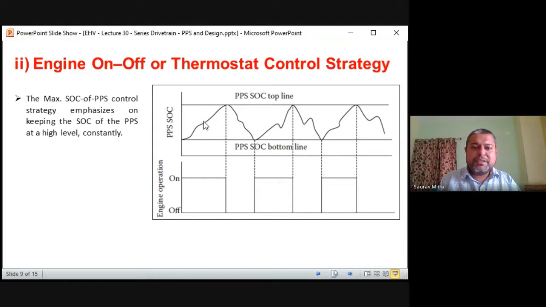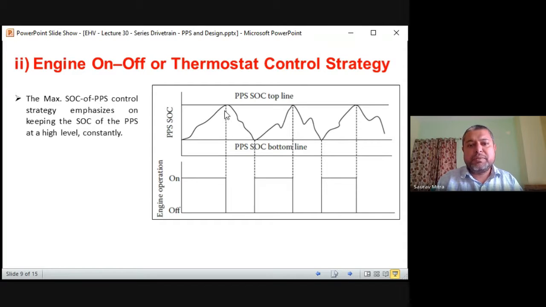So whenever the PPS is charging, as soon as the PPS charges to the peak, what we do is we switch off the engine operation. Okay, so this is the engine operation. What is the engine operation? That means engine generator, EG. So EG is on. Okay, how long? As long as the PPS is charging. Okay, so whenever the PPS is fully charged, the engine is off.